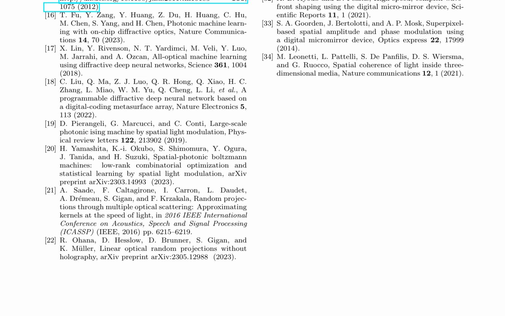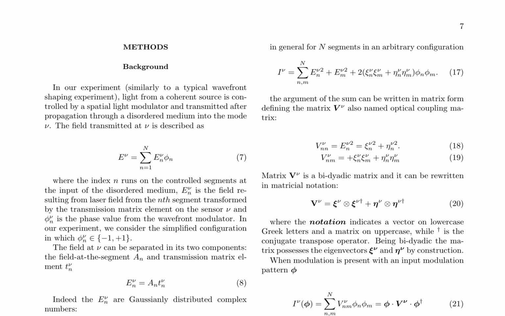The SES paradigm introduces a new approach by leveraging the Hebbian structure of the synaptic matrix and exploring the potential of a stochastic innate network. In the context of wavefront shaping experiments, light from a coherent source is controlled by a spatial light modulator and transmitted through a disordered medium. The field transmitted at a specific mode nu is described as a sum of fields from controlled segments, each transformed by a transmission matrix element.